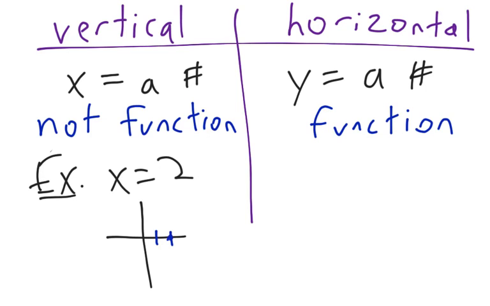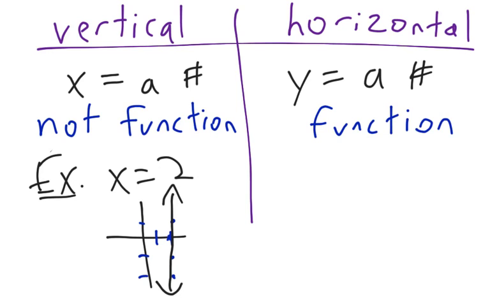So if I go right 2, I can put a point. Even if my y value was 1, my x would still be right 2. If my y value was negative 1, it would be right 2. Negative 2 would be right 2. So it's always going to be right 2. So that makes it a vertical line, which is not a function. That's the only linear graph that's not a function, by the way.